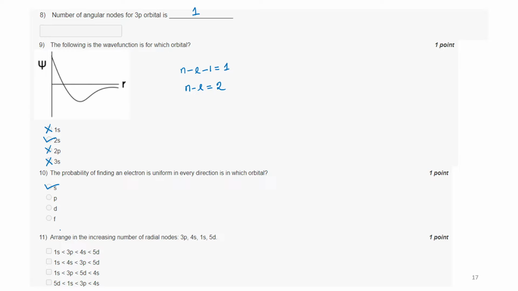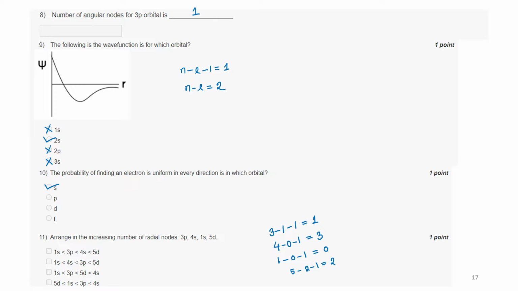Now the question number 11, arrange in the increasing number of radial nodes. So let us calculate for 3p how many radial nodes will be there. 3 is n and p is 1. So 3 minus 1 minus 1, that is 1 node for 3p. For 4s it is 4 minus 0 minus 1, that is 3 nodes. For 1s it is 1 minus 0 minus 1, 0 nodes, 0 radial nodes. For 5d it is 5 minus 2 minus 1, that is 2 radial nodes.